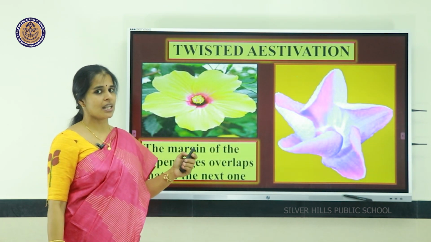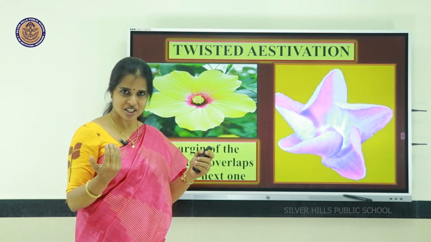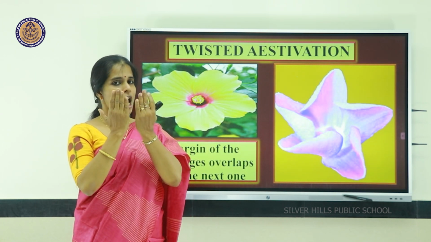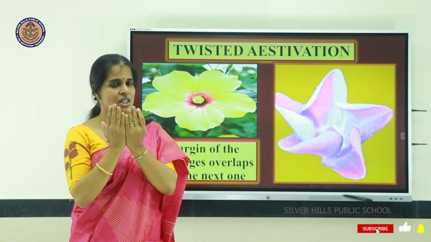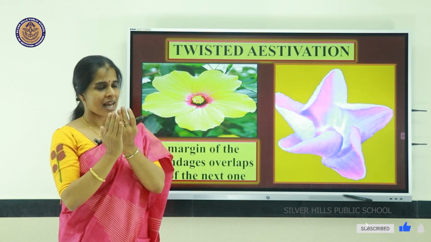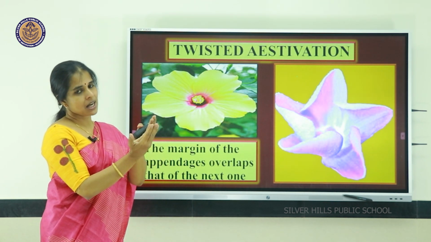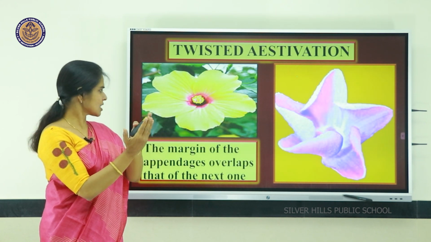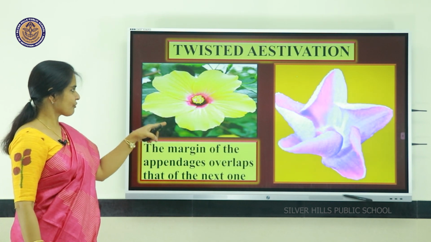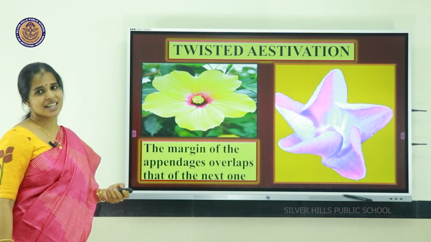So, the difference between the previous one, valvate aestivation, and twisted aestivation: in the case of valvate aestivation, no overlapping is there. The petals and sepals are just very close and either they might be touching at the margin. Whereas, in the case of twisted aestivation, one petal is overlapping on the other petal. That is happening only at one end, that is, to the next one. So, if it is arranged this way, then that arrangement is known as twisted aestivation.